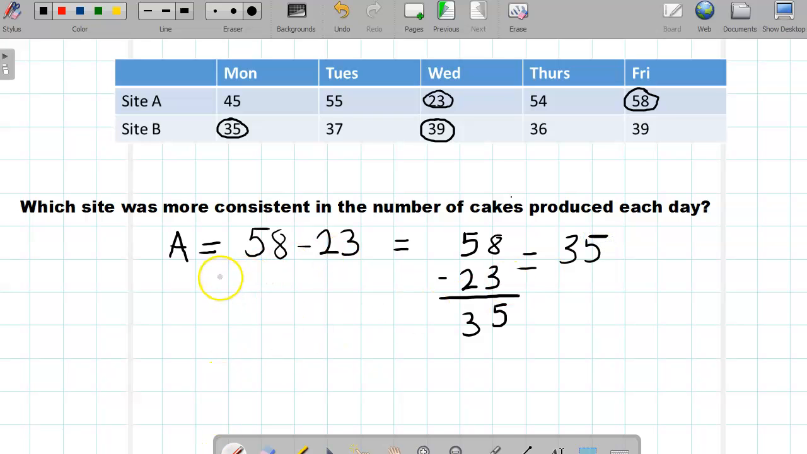On site B, I think I already know which one is more consistent. We've got 39 take away 35.